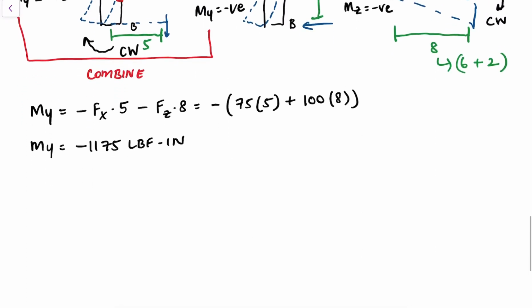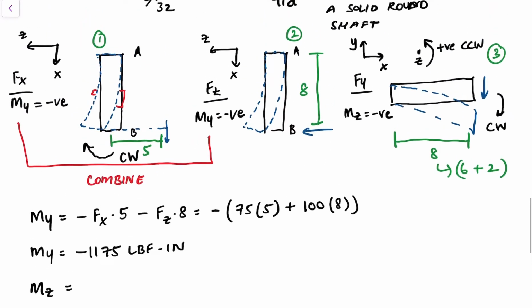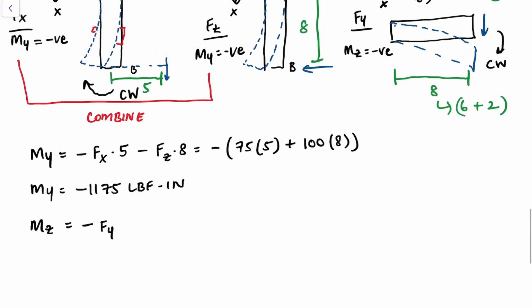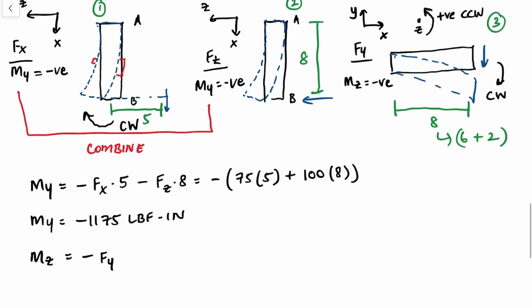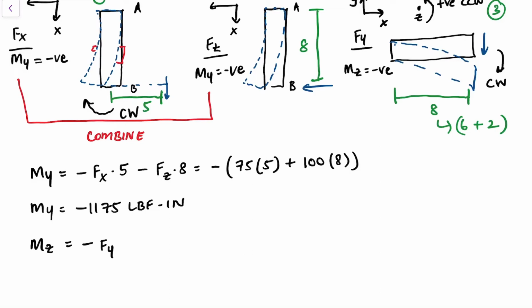And then the moment about z. Again, these are vectors. So when I say moment about z, it means it's rotating about z or rotating about y, not in the direction of z or in the direction of y. And minus Fy times, is it negative? Just hold on a sec.